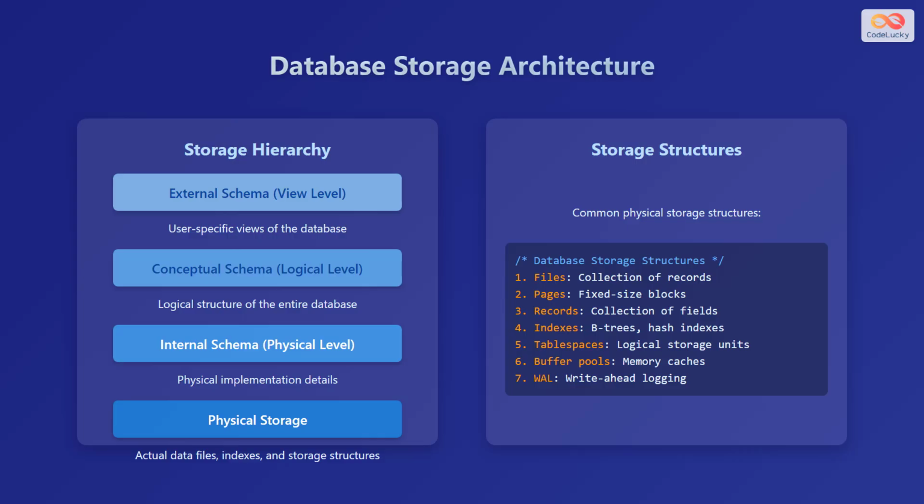Some common storage structures include files, which are collections of records, pages, which are fixed-size blocks, records, which are collections of fields, indexes like B-trees and hash indexes, table spaces, which are logical storage units, buffer pools, which are memory caches, and write-ahead logging.